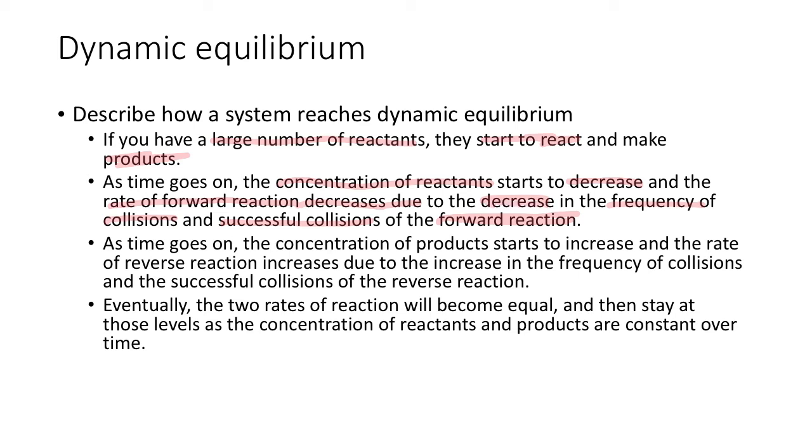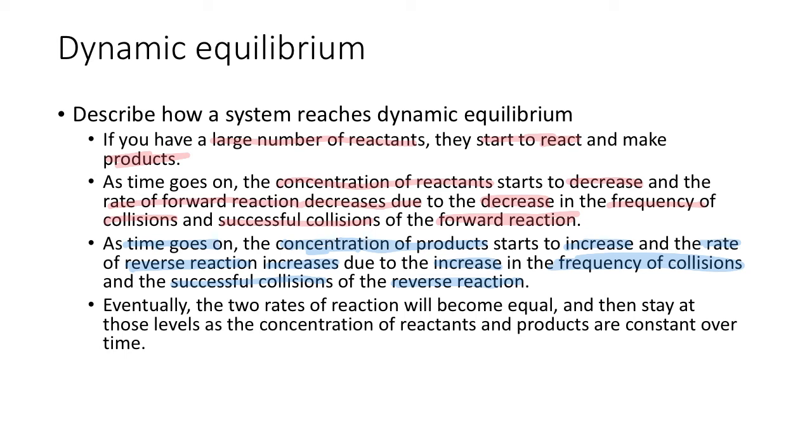As time goes on, okay, the concentration of products starts to increase. And that's because you're just making lots of stuff. And if it's a reversible reaction, which means that the products have the ability and the energy to turn back into reactants, the rate of reverse reaction increases over time due to the increase in frequency of collisions. Why are they colliding more frequently? Because there's simply more of them, and therefore more successful collisions of the reverse reaction. So the idea is that you've got more products, they're going to react more, and therefore they're going to increase that rate of reaction.